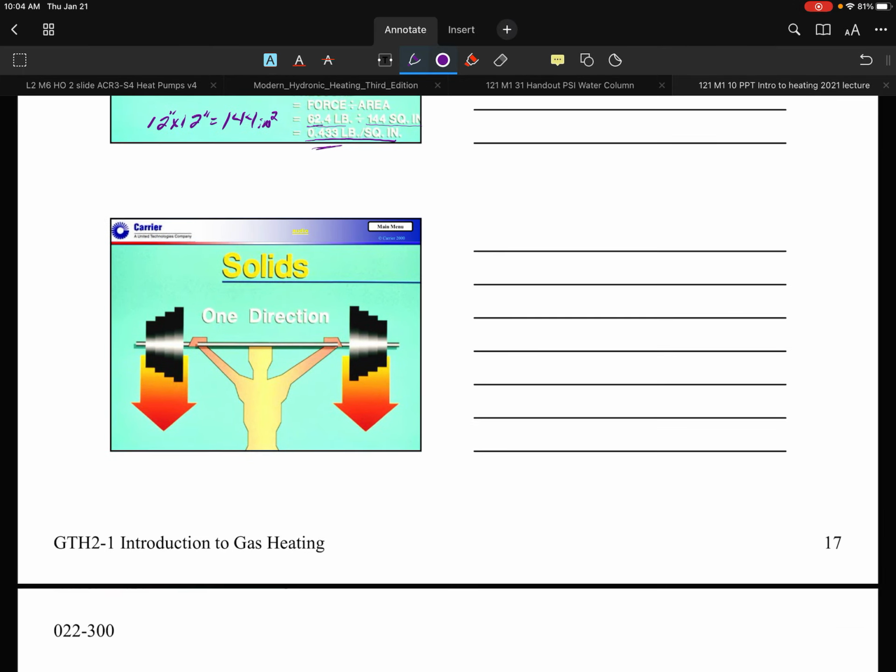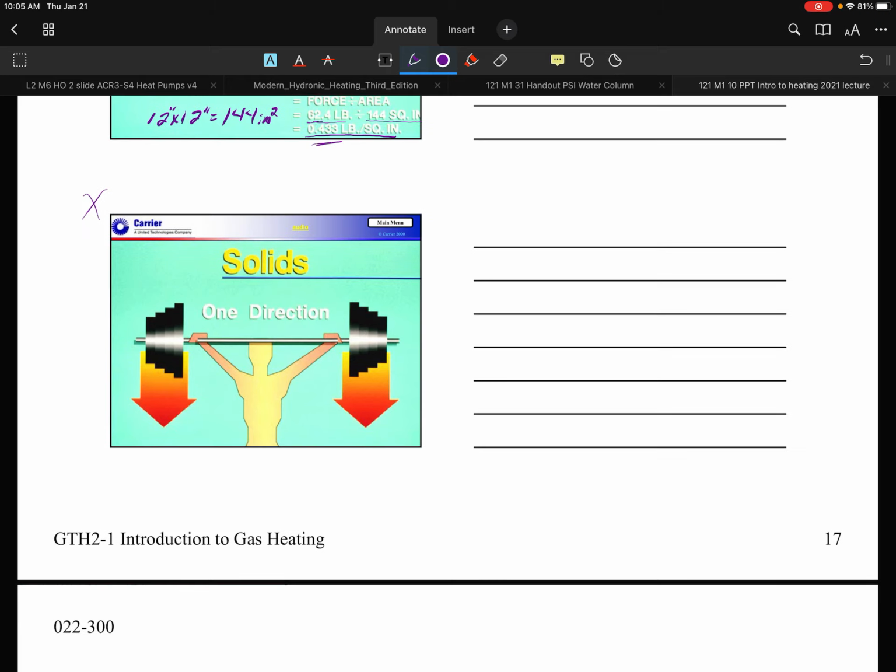So specifically, when we look at the next slide here, which is referring to your solids. You might remember me talking about this in refrigeration. We made a point to say that when we have a solid, we expect it to push or create all of the force in one direction. So as the arrows are showing here, that's creating all of that pressure. Now, why is that important? Why is that applicable?